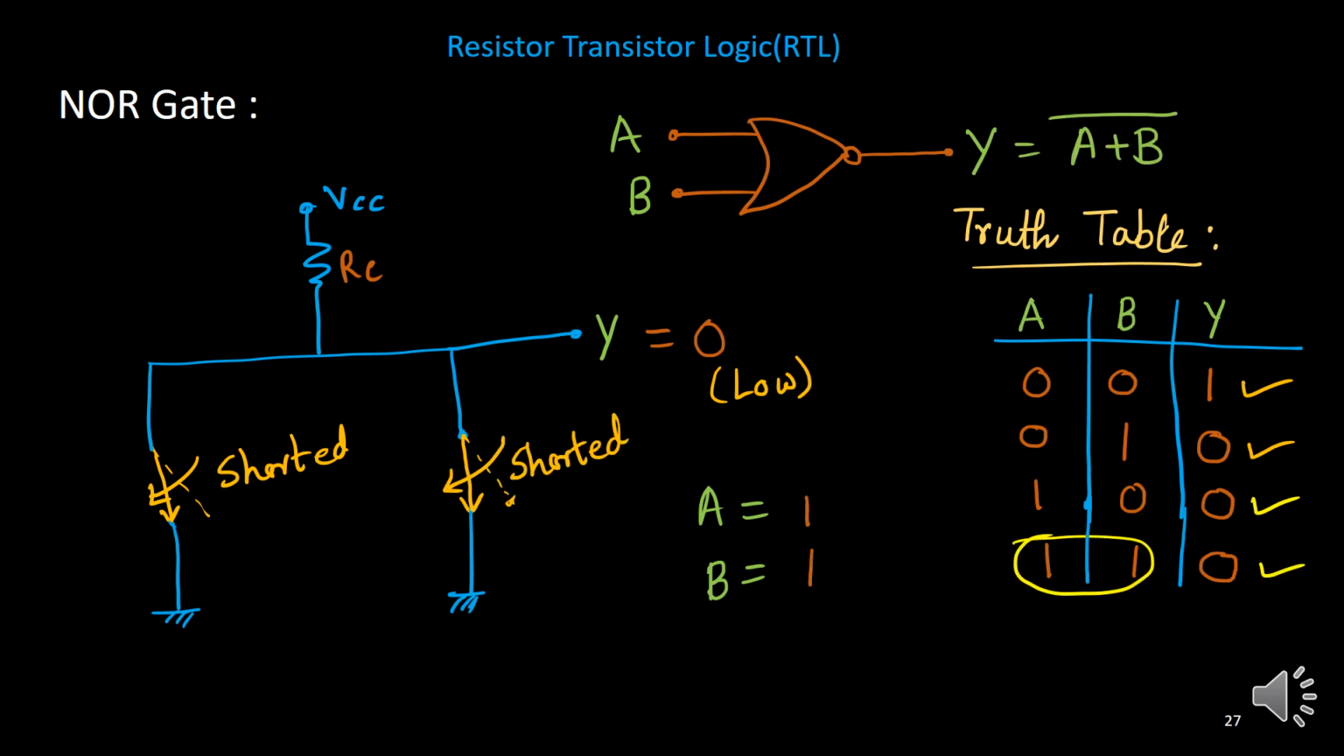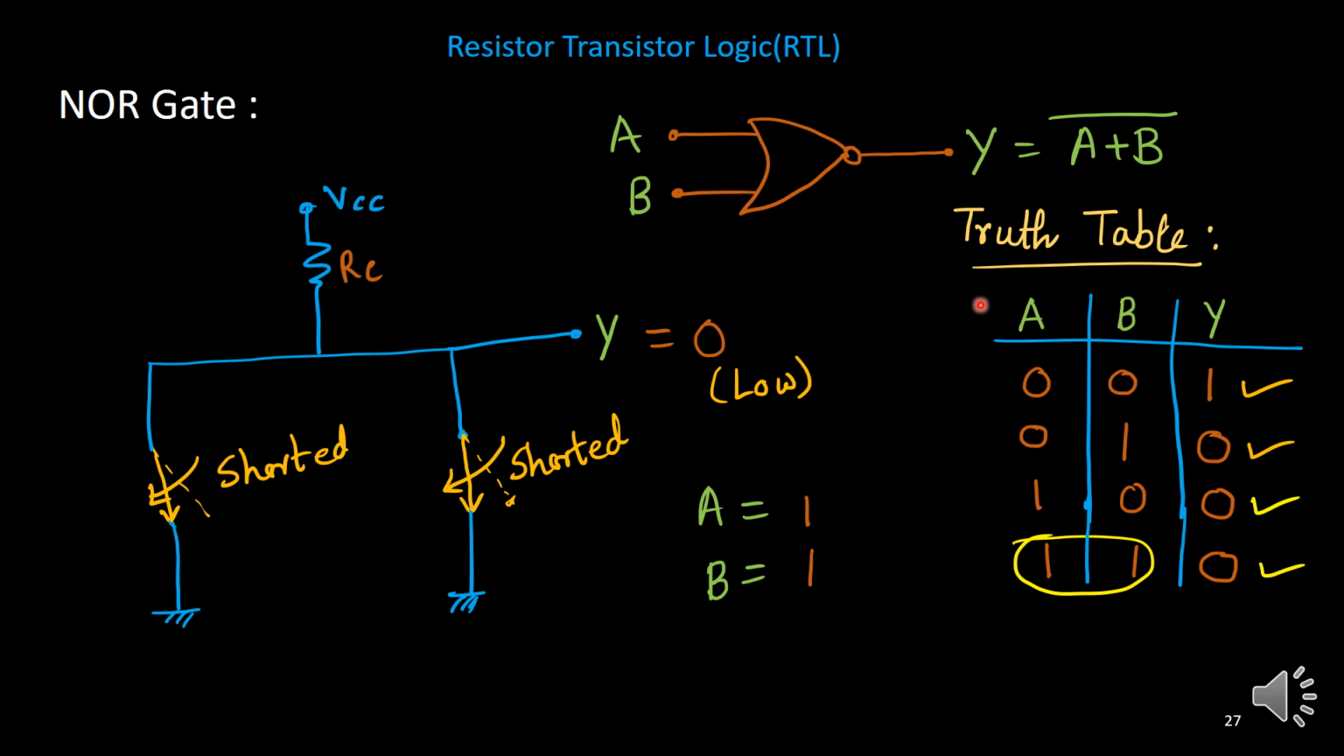Again, if both are 1, 1, both are shorted, it's fine. Obviously it is grounded, so the output is 0. So you can see that when transistors are connected in parallel, if any one path is shorted to ground, the output is 0. It will be shorted if and only if that input is logically high. That's how, if any one of the inputs is logically high, that corresponding switch is shorted to ground and the output will become 0. Very simple logic.